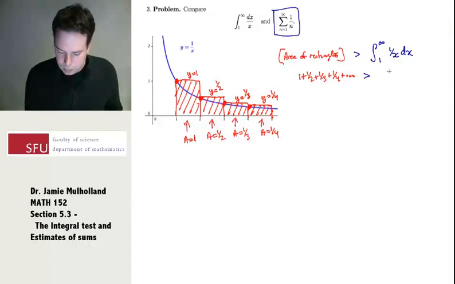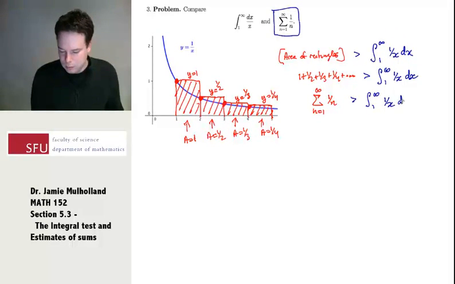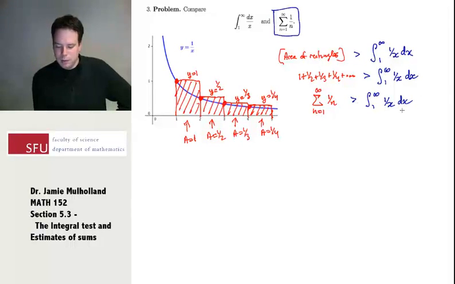And this is supposed to be bigger than the area under the curve, or the integral from 1 to infinity of 1 over x dx. And this sum is precisely our series that we're interested in finding some information about. And we have indeed found some information. We found that the sum of our series is bigger than this integral. And so the question is, what's the integral then?